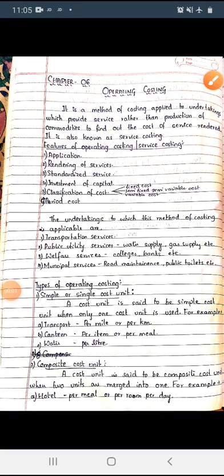Hello students, the next chapter under cost and management accounting is chapter 6, operating costing. We'll first see what we mean by operating cost and operating costing. Operating cost is the cost of providing and maintaining a service.